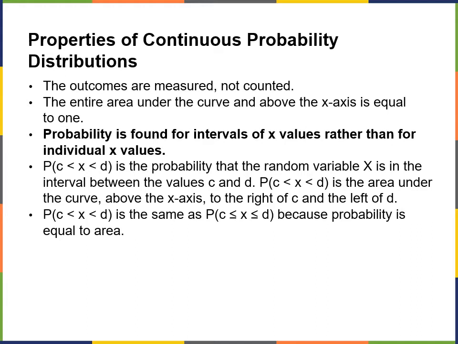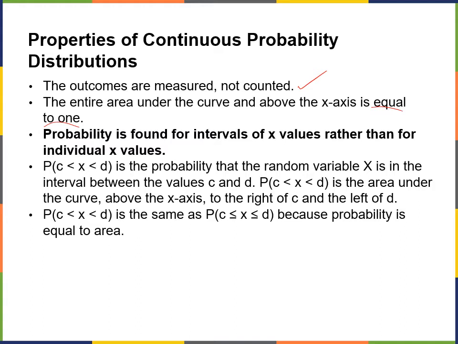A couple of things that we need for a continuous probability distribution: the outcomes are measured, not counted. It's infinite. So typically they're measured: time, weight, heights. These would be things that we would measure and therefore would be in the continuous probability distribution. The entire area under the curve has to be equal to 1. This is similar to the sum of all the probabilities in the discrete random variable having to equal 1, because the area under the curve represents all the probabilities. So the total area has to equal 1. You've got to keep that in mind. It's going to be very important.